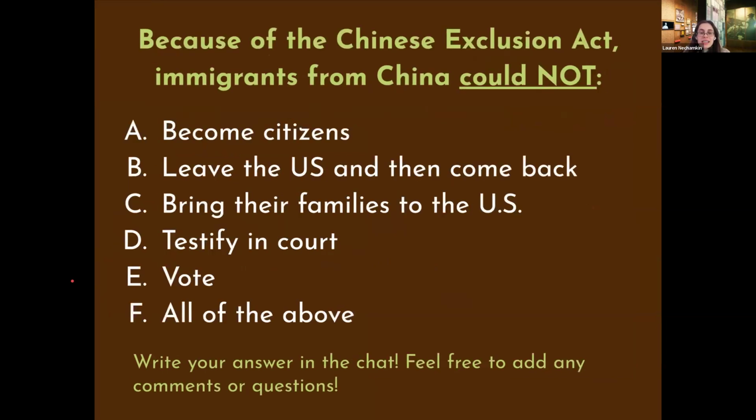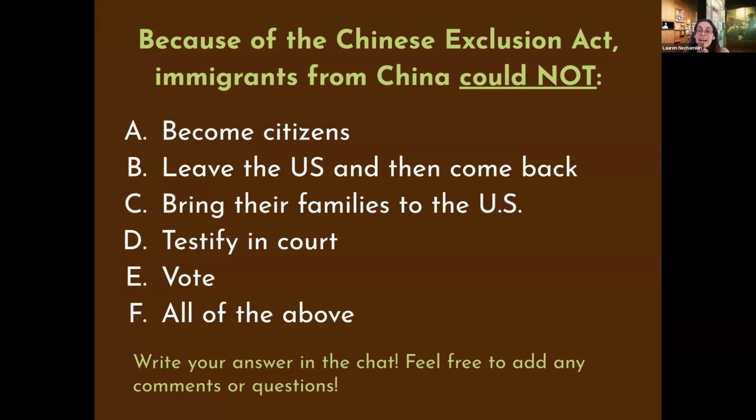Because of the Chinese Exclusion Act, immigrants from China could not, and you can put the letter in: A, become citizens, B, leave the US and come back, C, bring their families to the US, D, testify in court, E, vote, and F, all of the above. And you can write your answer in the chat or add any comments you like. The article that Stephanie posted before hinted at one of these. All right. This was a ringer, clearly.